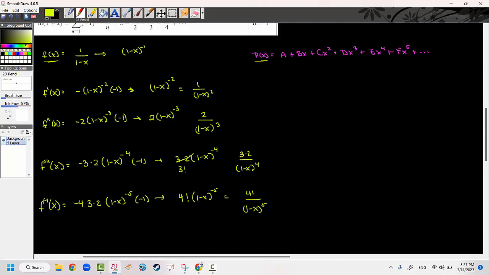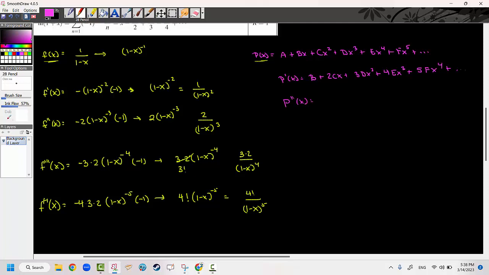Okay, so let's see what my polynomial counterparts are going to look like. Again, all I've done is take 4 derivatives. A lot of calculus work right here, but we can handle it. So from here, p prime of x. Remember, a through f are all constants. So that's going to be b plus 2cx plus 3dx squared plus 4ex cubed plus 5fx to the 4th plus dot, dot, dot.